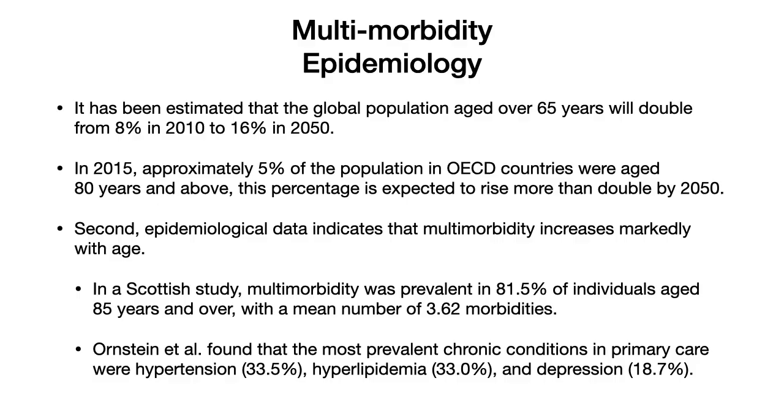In a Scottish study, multimorbidity was prevalent in 81.5% of individuals aged 85 and over. The mean number was 3.6 morbidities. Ornstein found that the most prevalent chronic conditions in primary care were hypertension, hyperlipidemia, and depression.